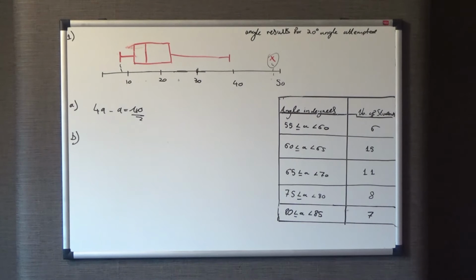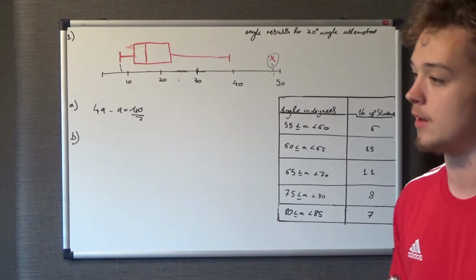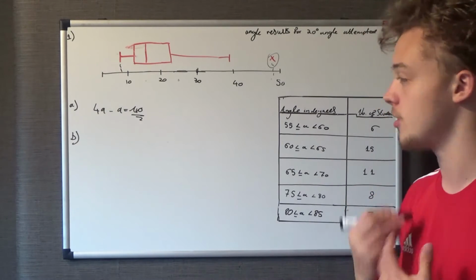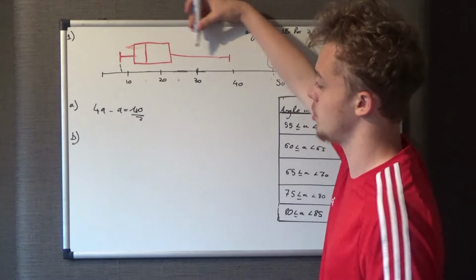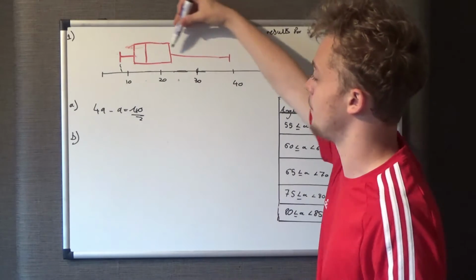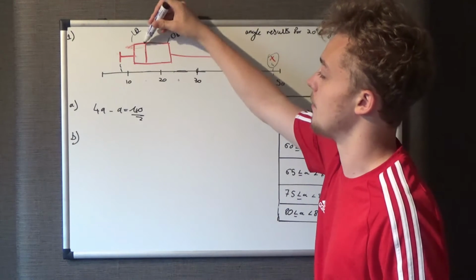The next bit is the interquartile range. Well, that's very easy. It's just the upper quartile take away the lower quartile. Really, it's just testing whether you know how to read it off a box plot. Now remember, off a box plot, this is the lower quartile, sorry, this is the upper quartile, and this is the median.